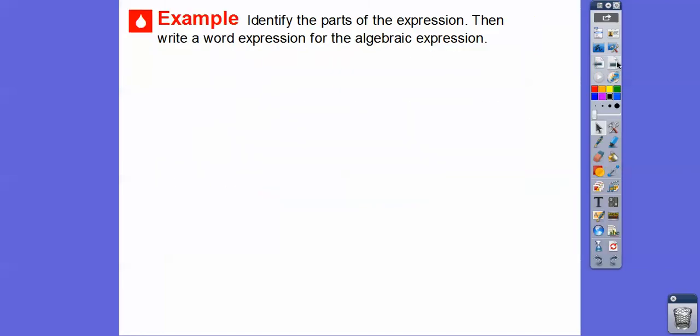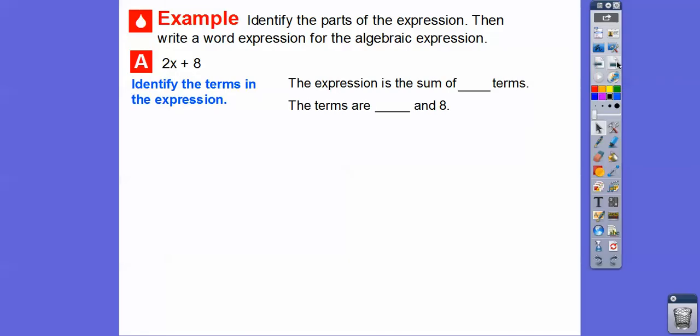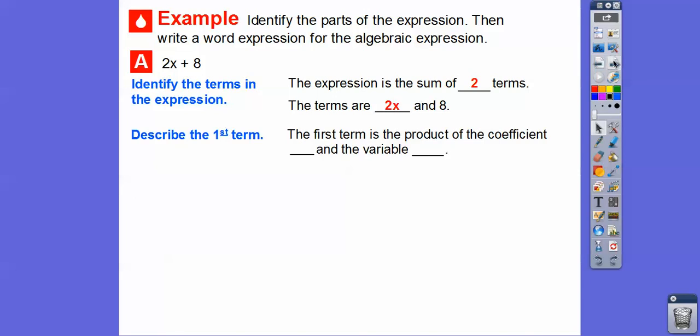Anyways, so identify the parts of the expression and then write a word expression for the algebraic expression. So here we go, 2x plus 8, okay? So identify the terms in the expression. So the expression is the sum of, how many terms are there? There's 1, 2 terms. They're separated by that plus sign right there. So the terms are 2x and 8. Okay, so describe the first term. So the first term is the product of this coefficient 2 and the variable x right there. Okay, so 2 and x.